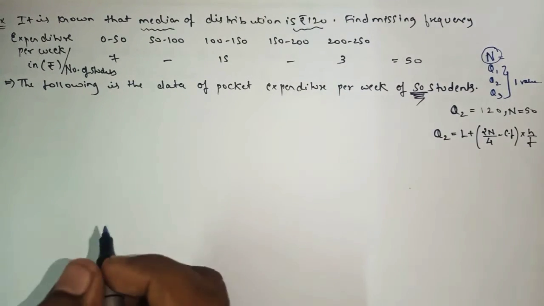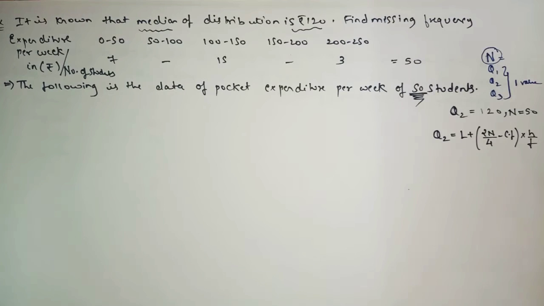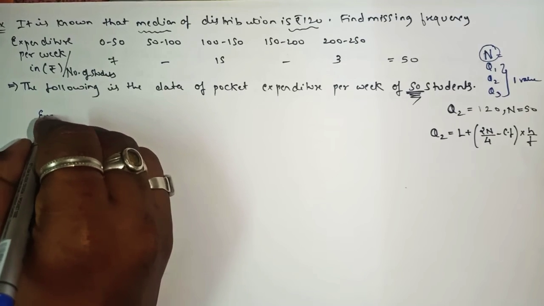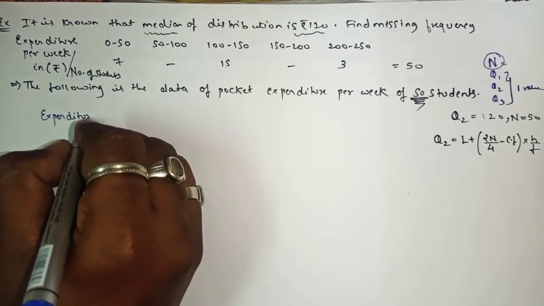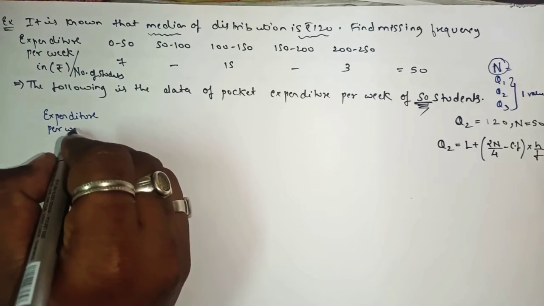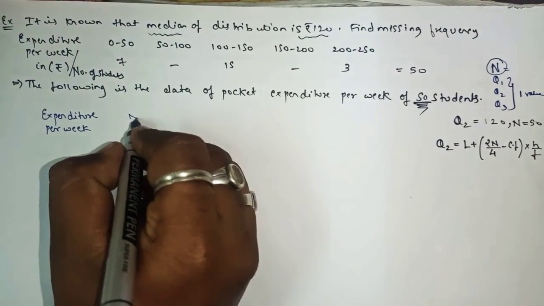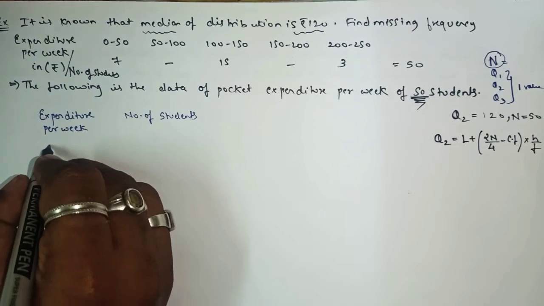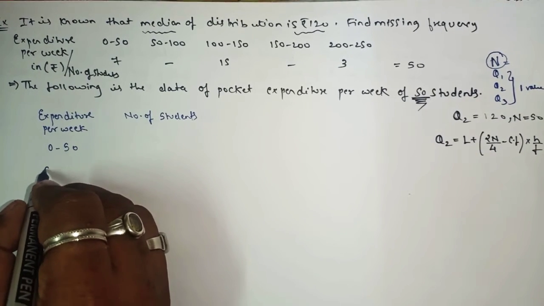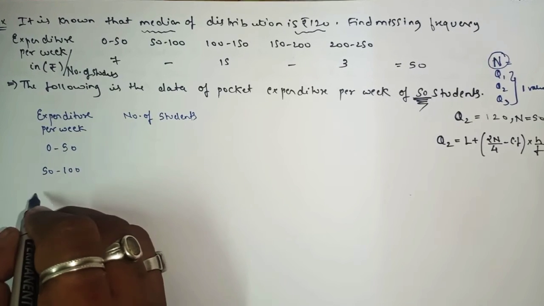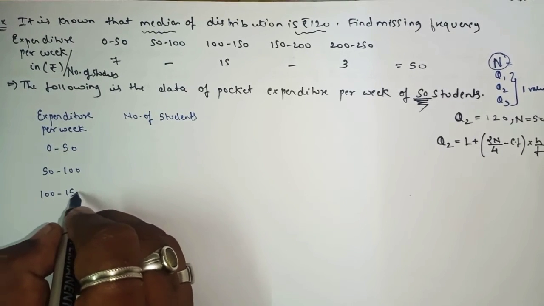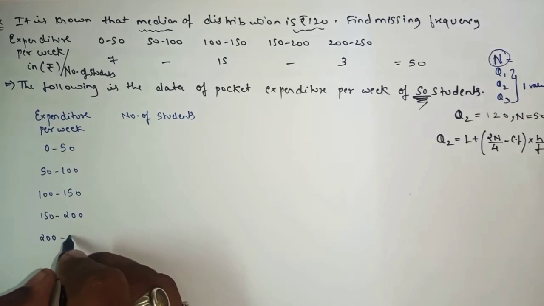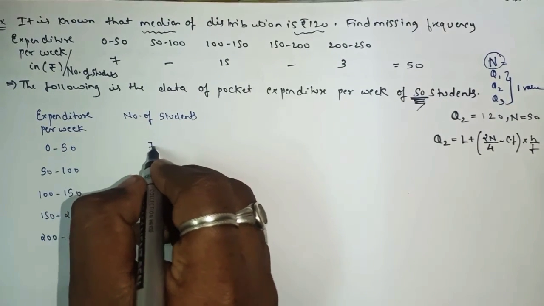Now let's begin with the solution part. Here we write expenditure per week and number of students. The classes are grouped: 0 to 50, 50 to 100, 100 to 150, 150 to 200, and 200 to 250. And here we have 7.